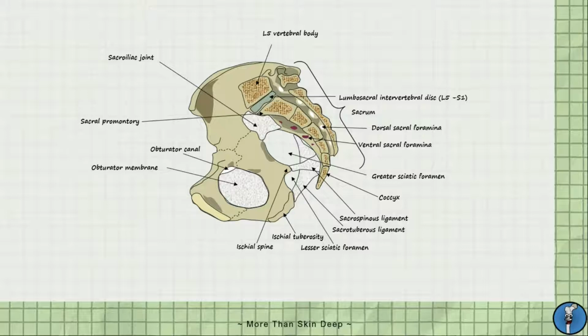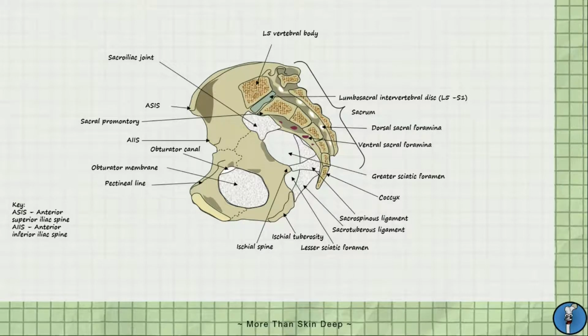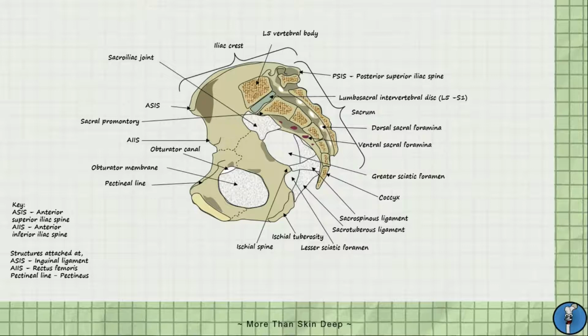The remaining prominences of the pelvis are the anterior superior iliac spine, anterior inferior iliac spine, and pectineal line. The prominences act as crucial attachment points for various structures, such as the inguinal ligament, rectus femoris, and pectineus muscle. Moving posteriorly, the superior margin of the ilium is known as the iliac crest, and the posterior counterpart of the anterior superior iliac spine is the posterior superior iliac spine. Lastly, the pelvis has a symphyseal surface anteriorly, which allows one half of the pelvis to articulate with its other half via the pubic symphysis.